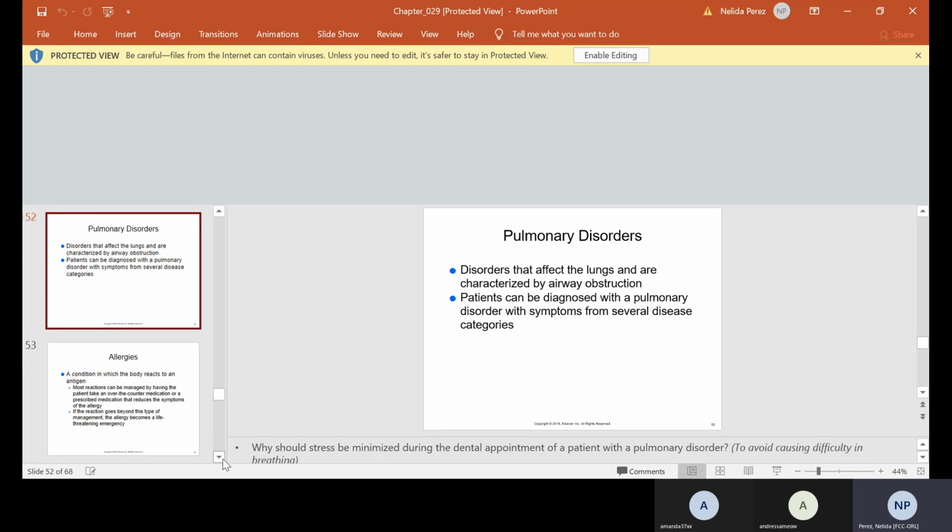Pulmonary disorders, disorders that affect the lungs and are characterized by airway obstruction. Patients can be diagnosed with a pulmonary disorder with symptoms from several disease categories.